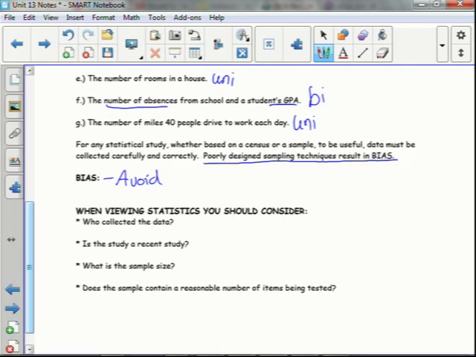So we look at a few things. Who collected the data? Is it a recent study? What is the sample size? Does the sample contain a reasonable number of people being tested? Now, sample size, that just means like how many people. And you want to try to have a random sample. This is what we're looking for in studying.